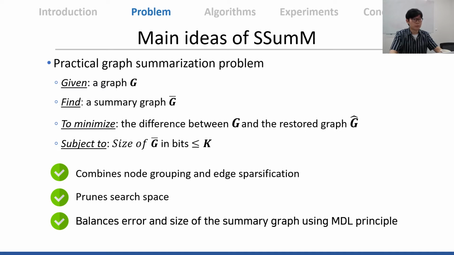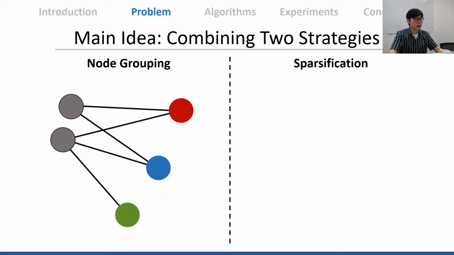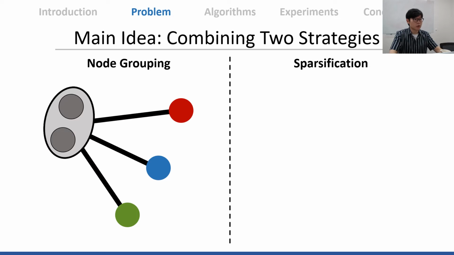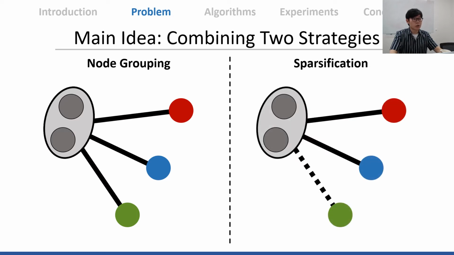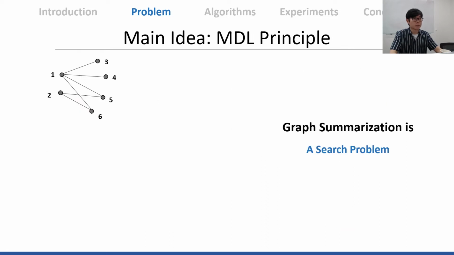length principle. To maximize the compression performance, SSumM merges supernodes into a single supernode and at the same time sparsifies the summary graph. For example, these 2 supernodes are merged into a single supernode. We then create the superedges adjacent to those supernodes and carefully drop some of them, considering the objective function, which will be explained in the next slide.